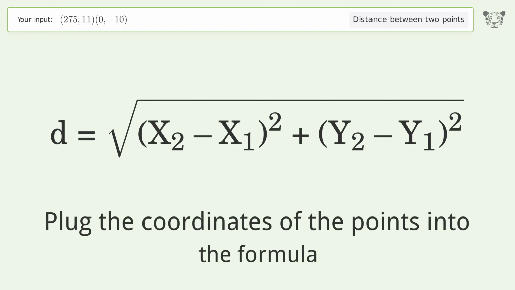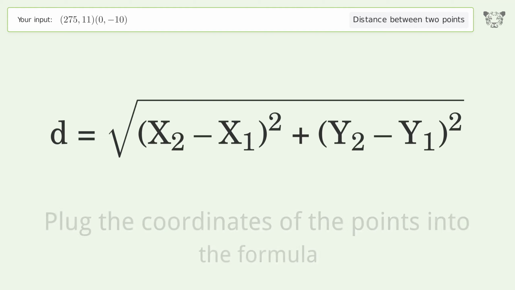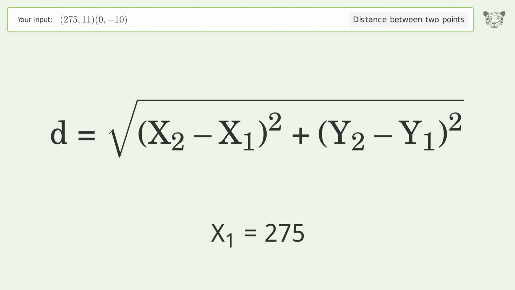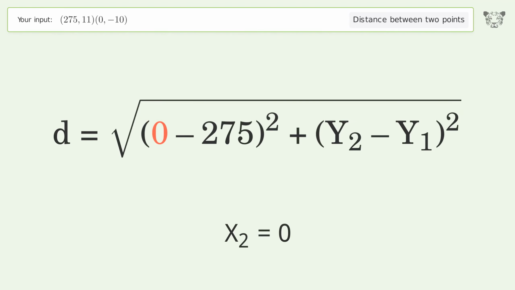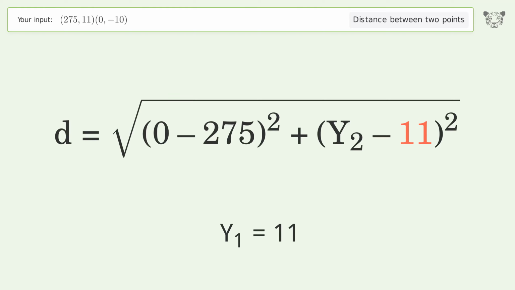Plug the coordinates of the points into the formula. x1 equals 275. x2 equals 0. y1 equals 11. y2 equals -10.